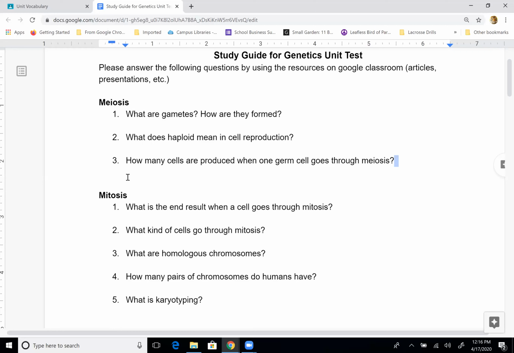What does haploid mean? It's half of the number of chromosomes compared to a full set, which occurs in mitosis. Okay, how many cells are produced when one germ cell divides in meiosis? Gametes, sperm and egg cells, do not divide. Okay, in the case of twins, the fertilized egg can divide, but germ cells produce gametes.